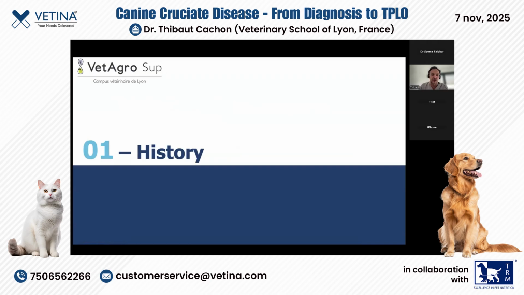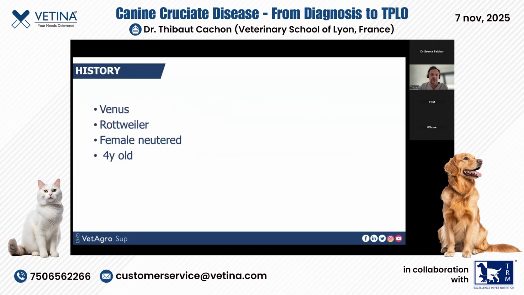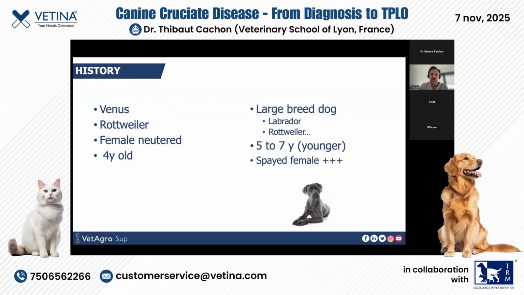First of all, history of Venus. Venus is a Rottweiler, spayed female, 4 years old, which is quite always the same thing for the cruciate. Most of the cruciate disease would be in the large breed dogs: Labrador, Rottweiler, Cane Corso. Most of them are between 5 to 7 years old, but in Cane Corso and in Rottweiler, you can get very young dogs. I get some dogs from 8 to 10 years old where you get some cruciate disease, often bilateral, and the spayed females are clearly overrepresented. There are many more spayed females with cruciate disease compared to the males.